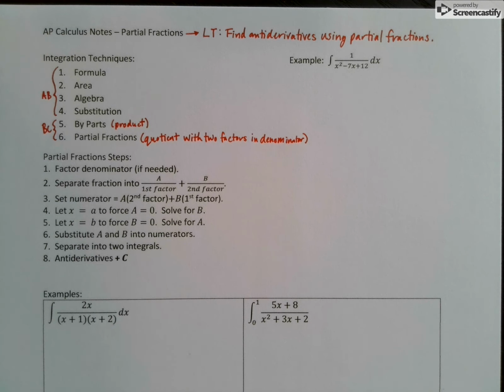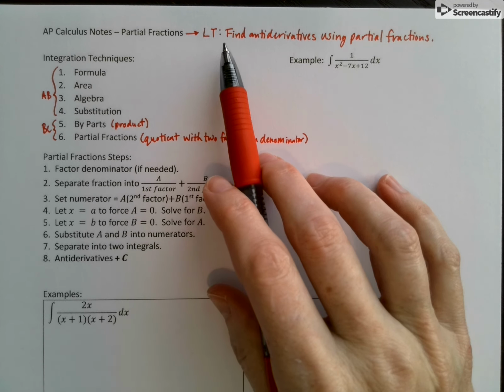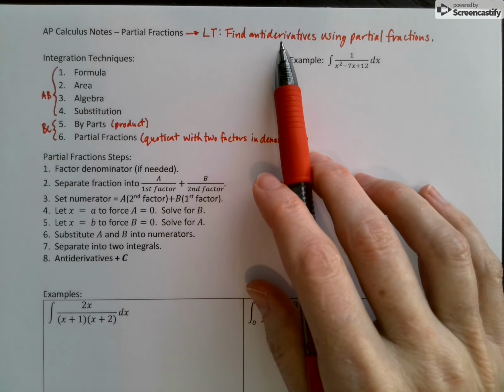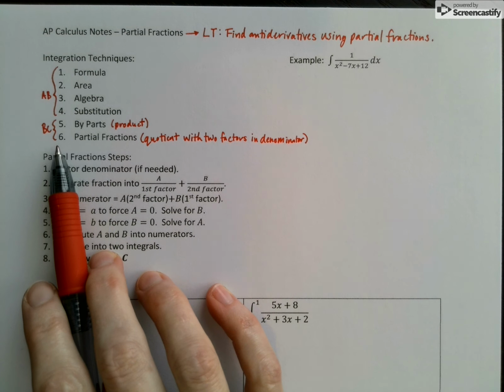In this lesson, we're going to add one more integration technique to our toolbox. It's called partial fractions. So our learning target is to simply find antiderivatives using partial fractions. You may remember that in our last lesson, by parts was our first BC only topic. This is also a BC only topic, and we have one more BC only integration technique to add to our toolbox until it's completely full.